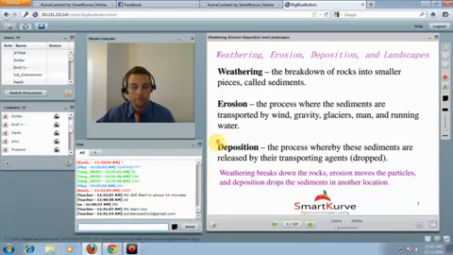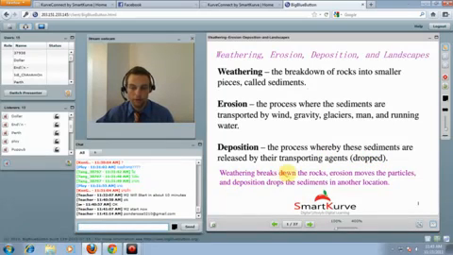And then you have deposition. So when they're moved, where are they moved to? Where are they left? These rocks don't just disappear. They're deposited. So that's where this word comes from. They're deposited somewhere. And we're going to talk a lot more about that. And this definition that's given is the process whereby these sediments are released by their transporting agents. And that just means where they're dropped. It's very simple.